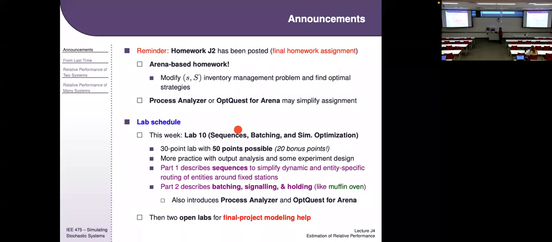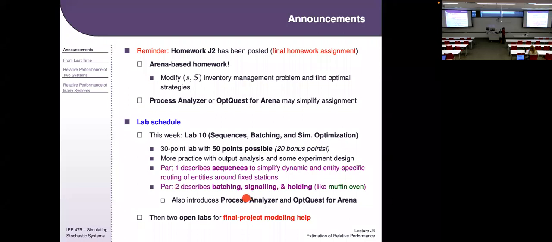Lab 10, sequence batching and SimOpt. So remember, it has 20 bonus points. That's like 2/3 of a lab. So it's out of 30, but there's 50 points possible. The sequences might help if you've got some kind of complex layouts, as well as the batching, but in the batching, there's the signaling and holding, which is a very general purpose tool that I definitely recommend you take a look at. And so that's kind of what we're talking about here.